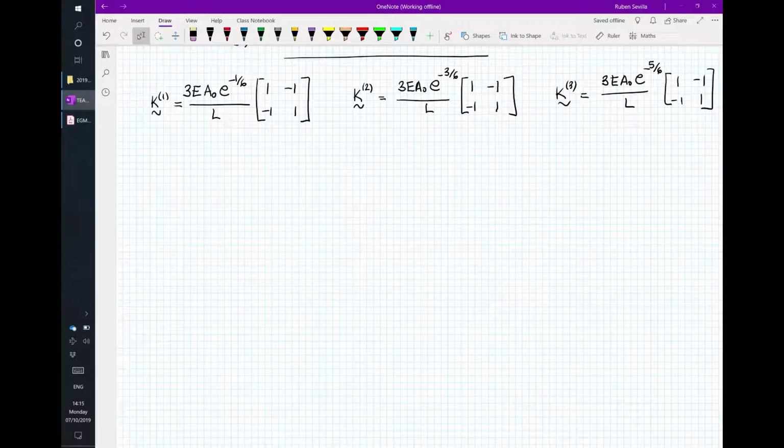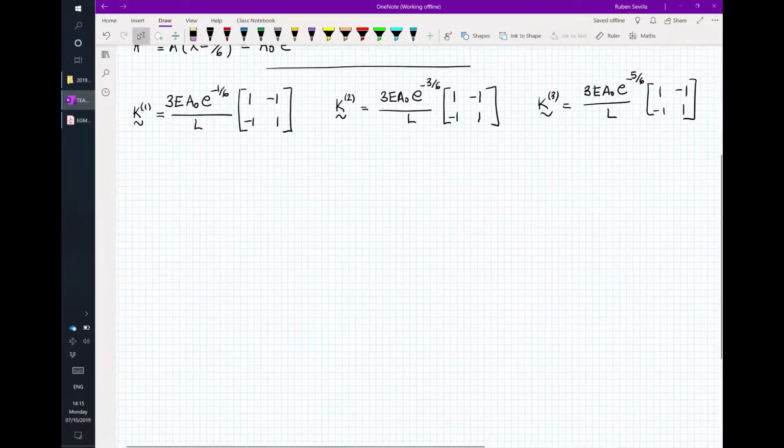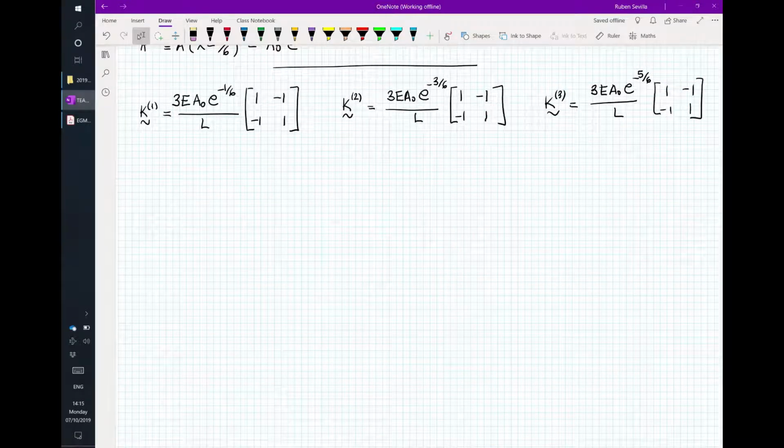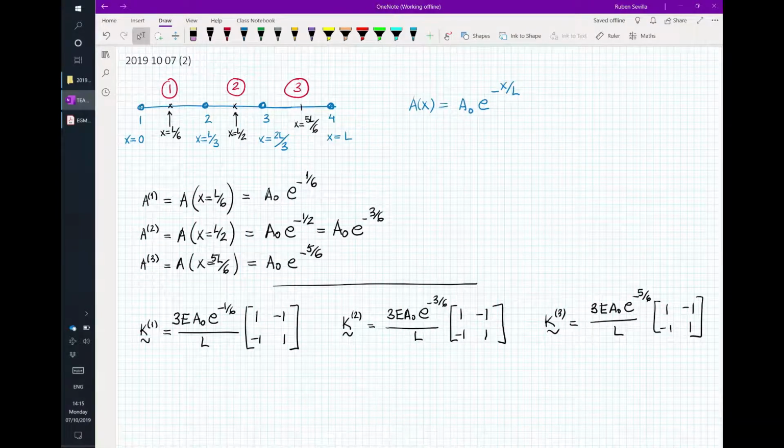Okay. And now we assemble it. We need to assemble the global matrix. Okay. How big is the global matrix? Show in the mesh. How big is going to be my global matrix?